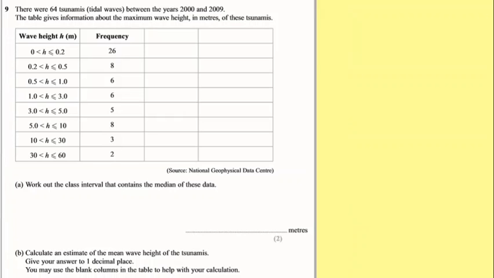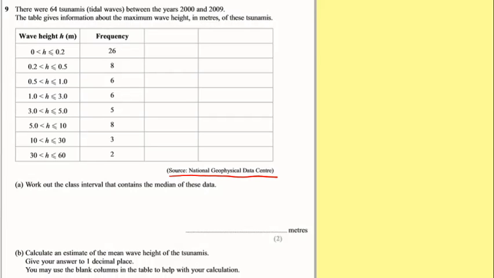Right, so this one here, question 9. There are 64 tsunamis between the years 2000 and 2009. The table gives information about the maximum wave height in meters of these tsunamis. And I always like these questions because they're actually real questions. Anyway, work out the class interval that contains the median of these data. Okay, so the median is the middle score, and it's going to be one of these. It might ask you to extrapolate the actual value. This one here is nice, it doesn't.